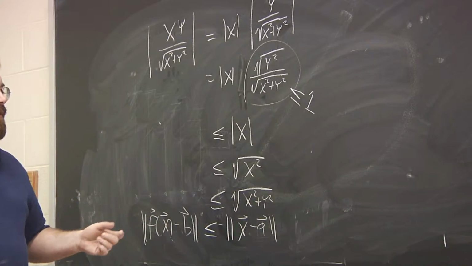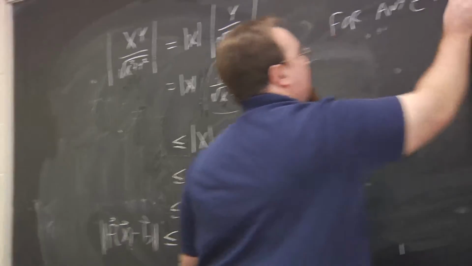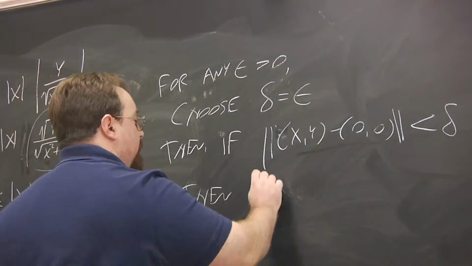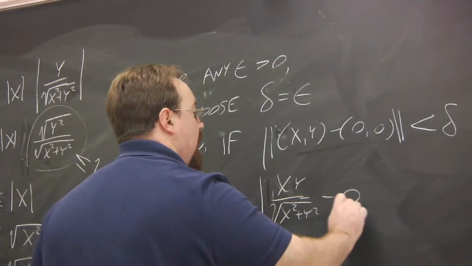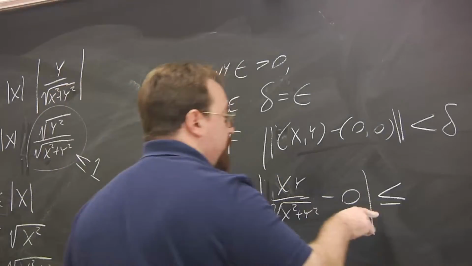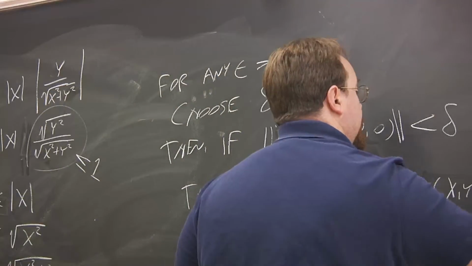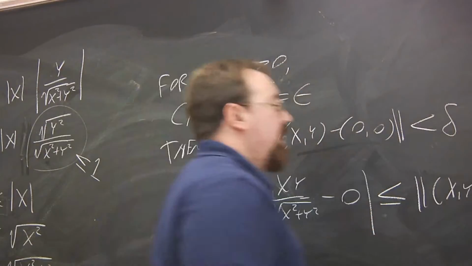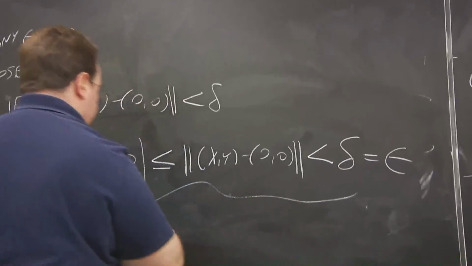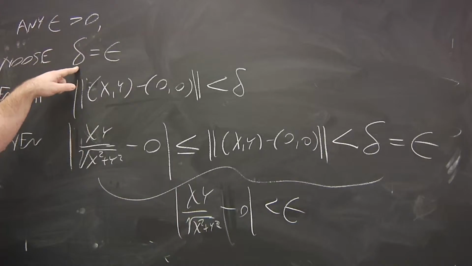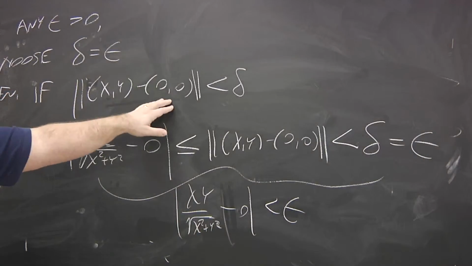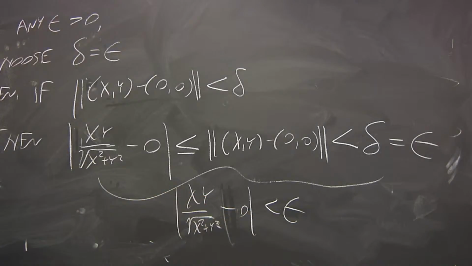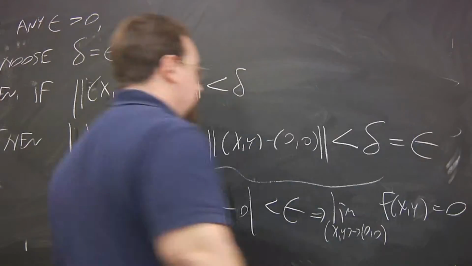So what that allows me to do is that for whatever epsilon I have, I can choose delta equal to epsilon. Then, if this is the case, the difference between my function and the limit that I think it is, 0, is less than or equal to this, because that's what I showed over here, which we're already assuming is less than delta, but I set delta equal to epsilon. So, to summarize, I found a delta so that whatever x and y are within delta of (0, 0), the function value is within epsilon of 0, therefore the limit of this function is equal to 0.